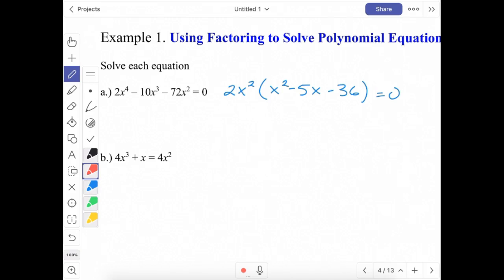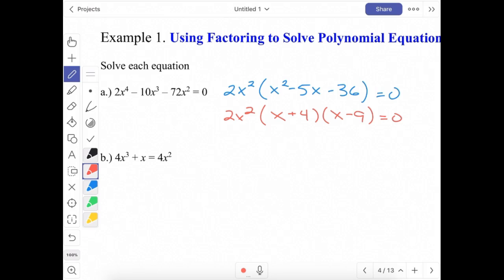And then we look at that trinomial. We say what multiplies to get negative 36, what adds up to get negative 5. That's x plus 4 and x minus 9. We still have that 2x squared out front.